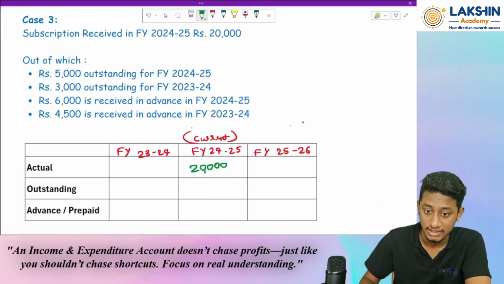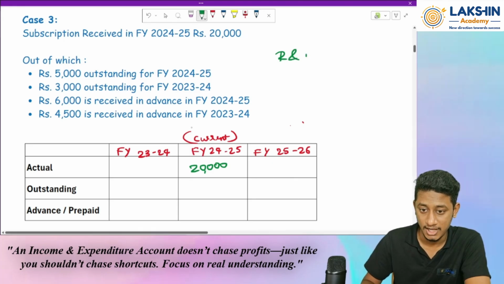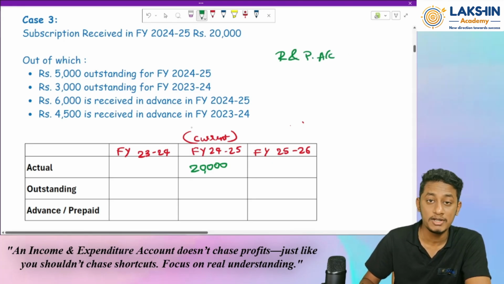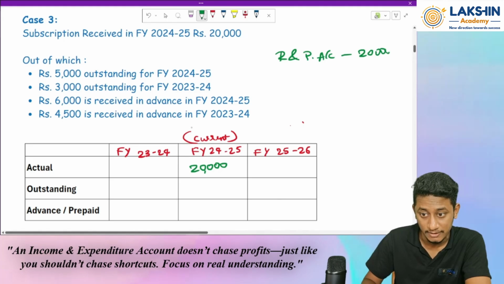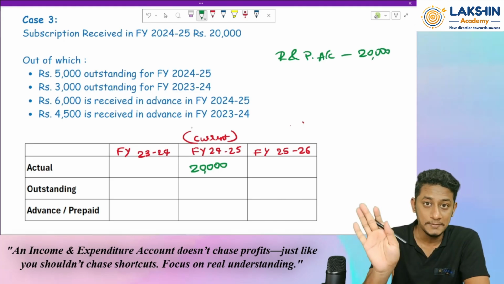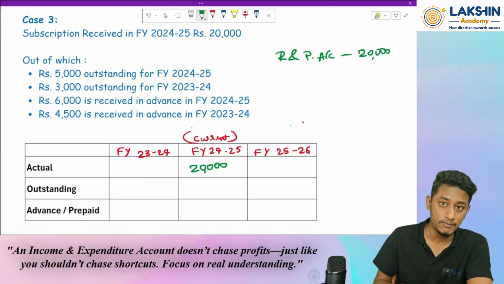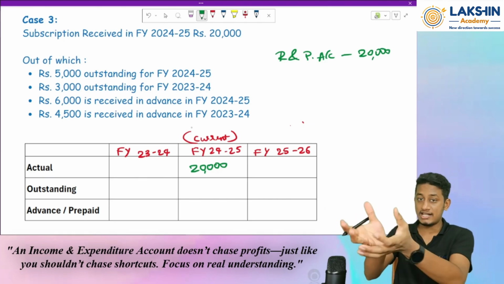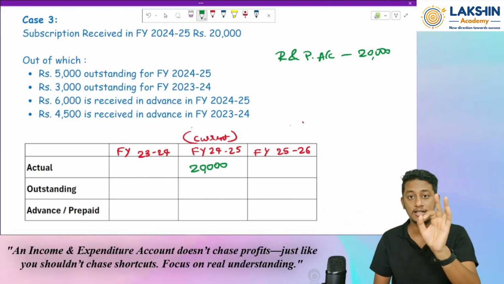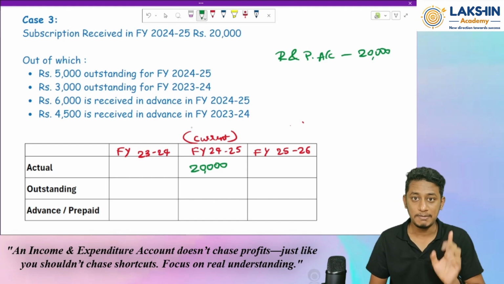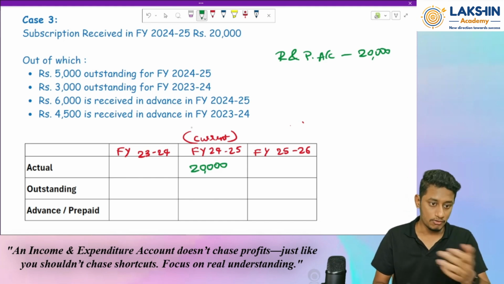How much will go to my receipts and payments? Again rupees 20,000 only. There won't be any changes in the amount because 20,000 rupees is received. Whenever I receive anything from someone, it will straight away go to my receipts and payments account. Clear? Okay. Now going further.